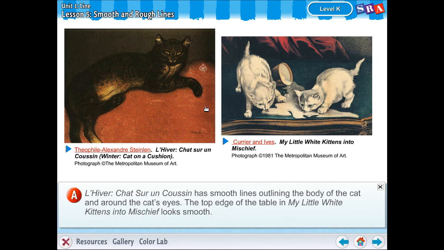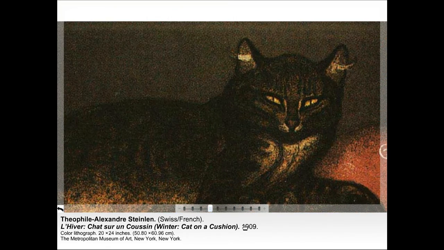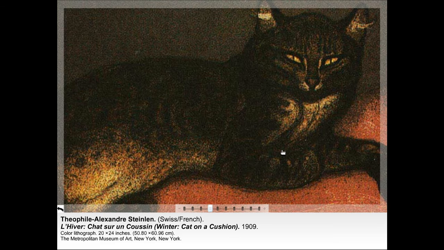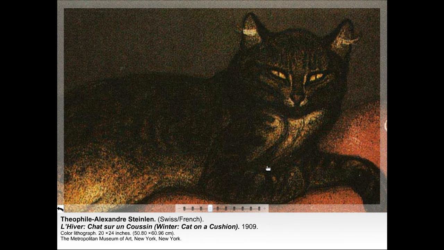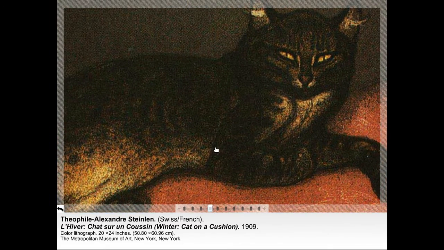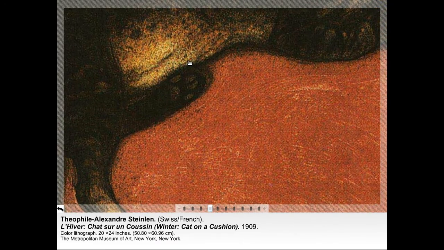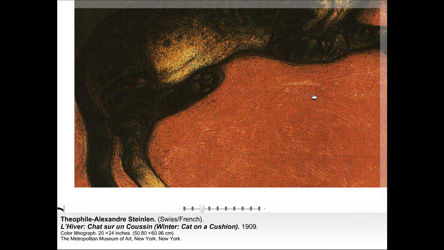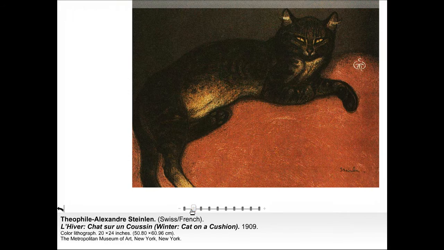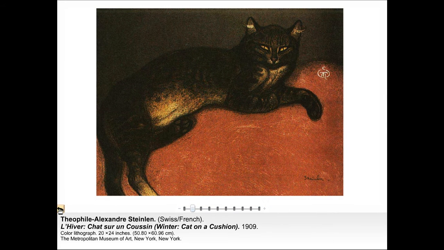So let's blow up this picture so we can look at it closely. Oh, it's kind of a dark picture. And where does it look smooth? Where does it look rough? He doesn't look like a very soft cat. Maybe on his belly it looks a little soft. I don't know. See his little foot. Maybe it's like a short hair cat.